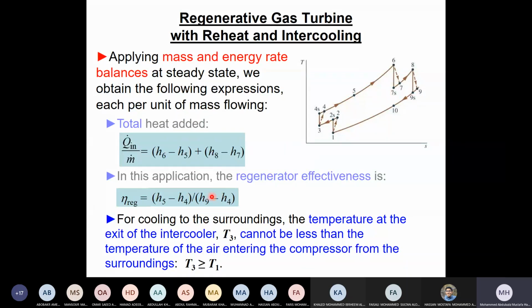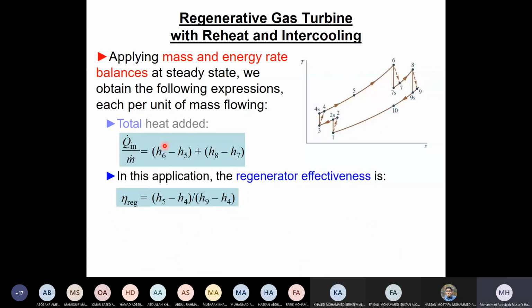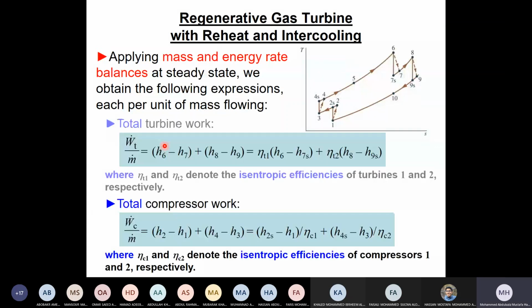Let us solve a problem now. I ask you here, calculate the efficiency of the cycle, which is W net over QH. So you need to calculate QH and W net. If I go back here, this is the question: calculate W turbine, W compressor. So now what do you want from me? You want a certain amount of data, right?